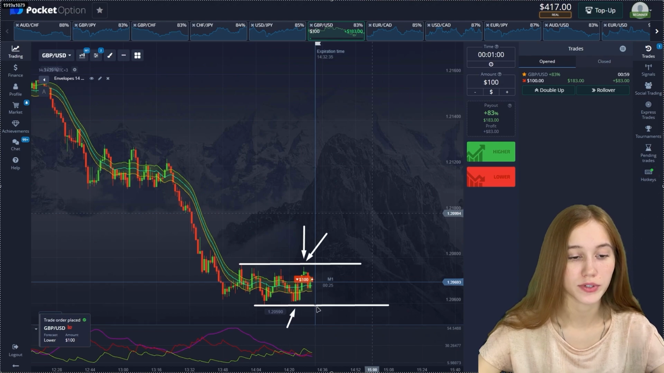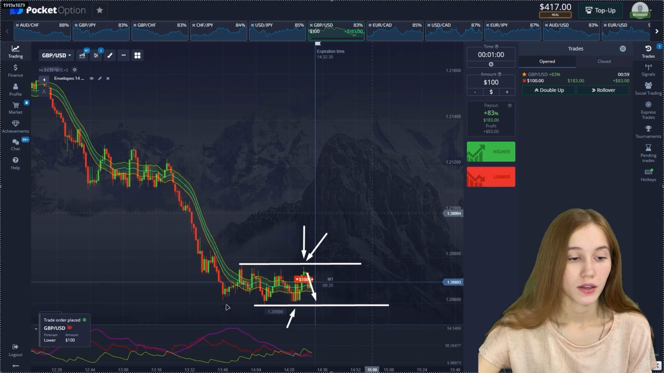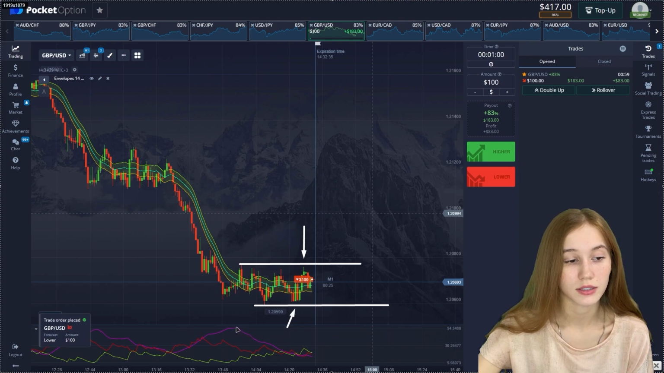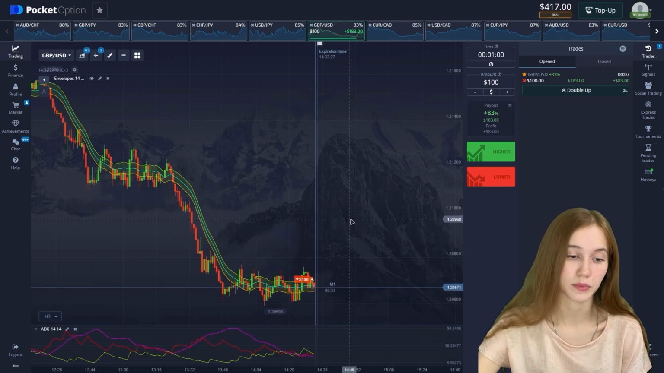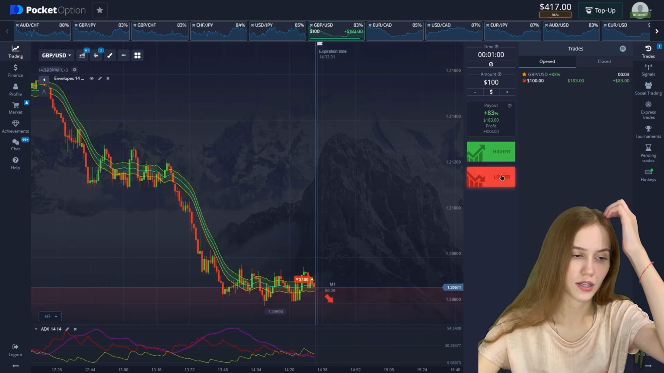We see our first indicator, boundaries. And the purple line shows that, yeah, this line is decreasing. That's why we opened down. And the seconds, yeah. 3 seconds left. And yeah, we're in the black. Profit is $183. And let's move on.